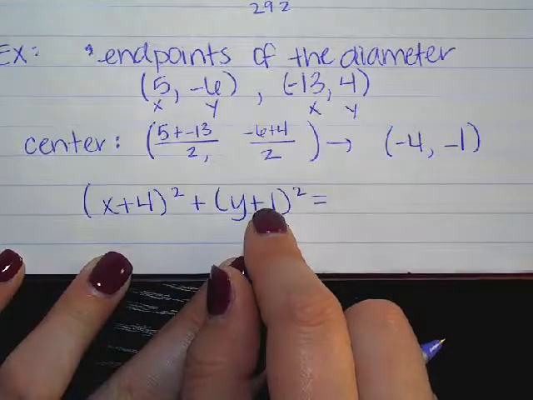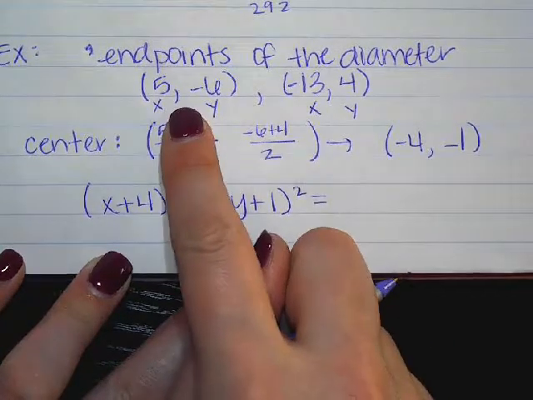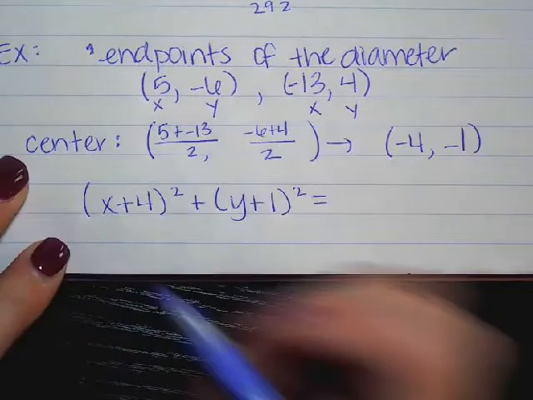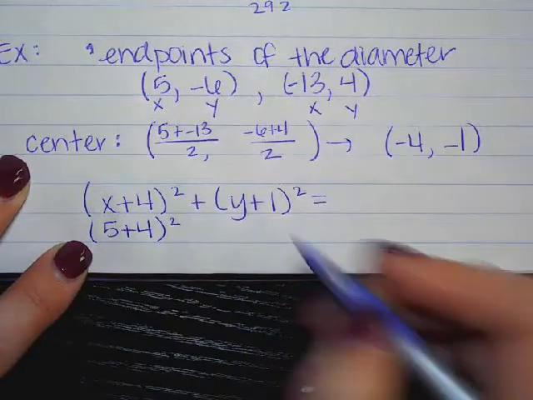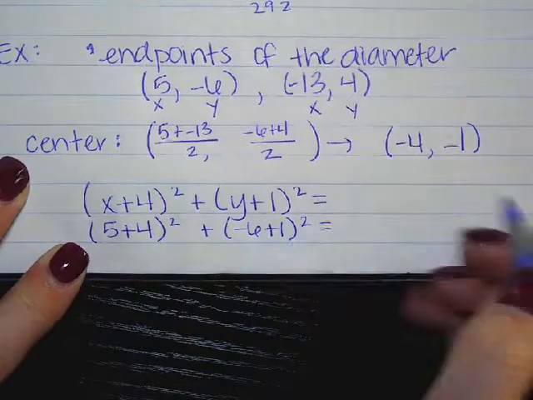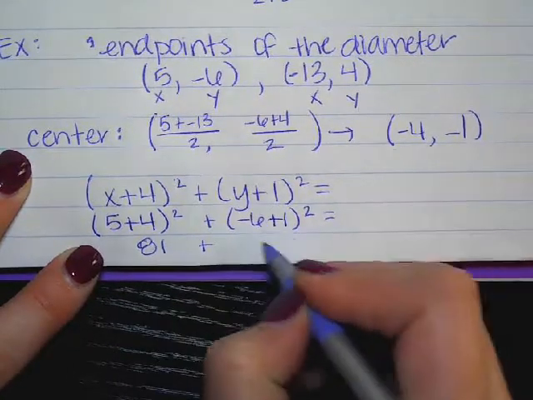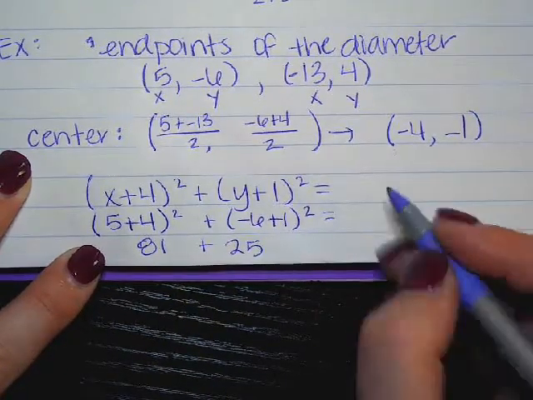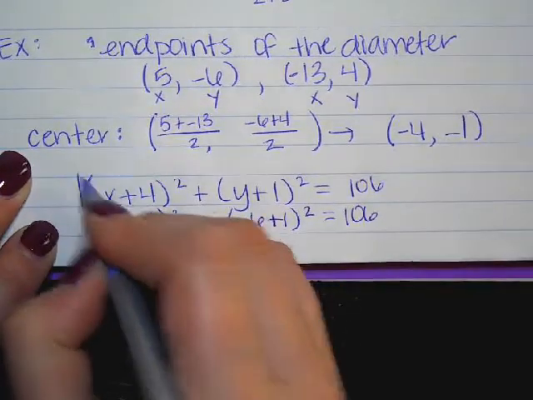Yep, because they're both points on the circle, so they're both going to work. So do you guys want to plug in 5, negative 6, or negative 13, 4? 5, negative 6. All right. So we're going to say 5 plus 4 squared plus negative 6 plus 1 squared, and we're going to figure out what that is. That's 9 squared plus negative 5 squared, 106. And so it's 106.